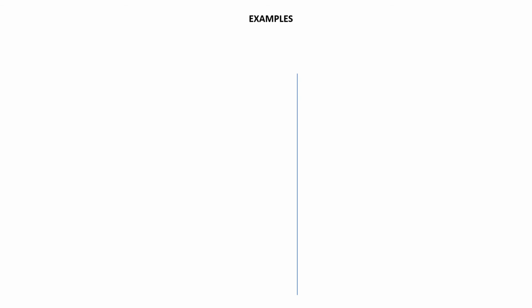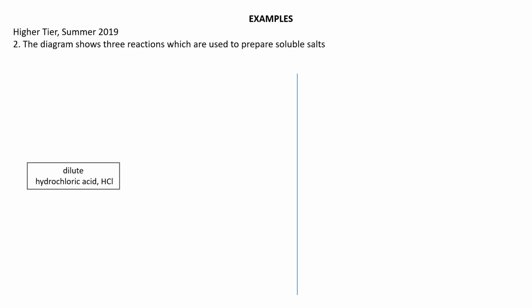Looking at another example, we can use the same ideas. Even though this question does use hydrochloric acid again, it's good to recognise that nitric or sulfuric acid could be used, and so it's important to remember the naming system for them too, such as nitrate or sulfate. However, looking at a more recent question from 2019, the diagram shows 3 reactions which are used to prepare soluble salts, and we're asked a few questions about it.